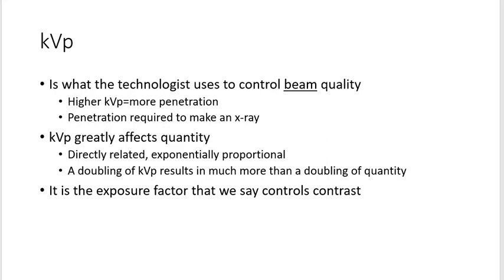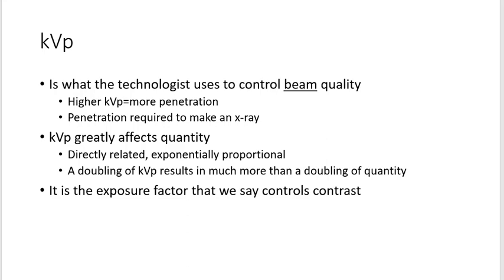So the X-ray beam, not the X-ray image, but the X-ray beam quality is controlled directly by kVp. The higher the kVp, the higher the beam quality. The more penetrating the beam is, the higher the quality it is. kVp, though, greatly affects quantity as well. So think back to that Brem spectrum. As you increase your kVp, if you do nothing else, then you get an increase in peak energy. It determines whether or not you get that characteristic spectrum.